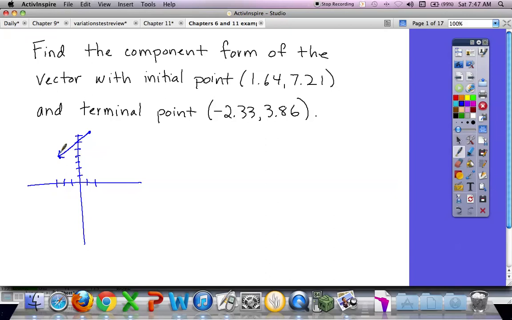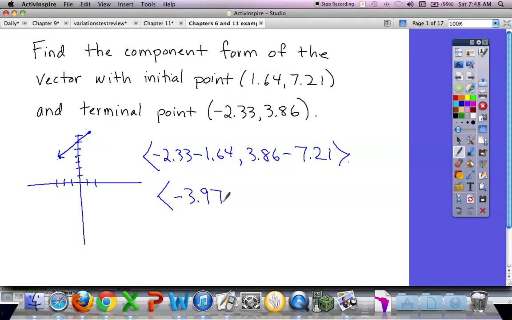Okay, in order to find the component form of this vector, you should subtract the terminal point minus the initial point, right? And we write the component form with these angle brackets, right? So we'll say the terminal point goes first, so negative 2.33 minus 1.64, comma. Now subtract the y-coordinates, 3.86 minus 7.21. Okay, if you do the math, you're going to get negative 3.97 and negative 3.35.